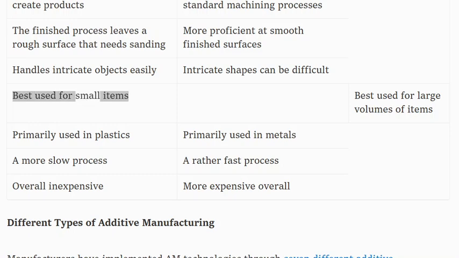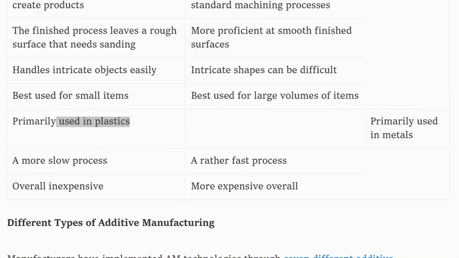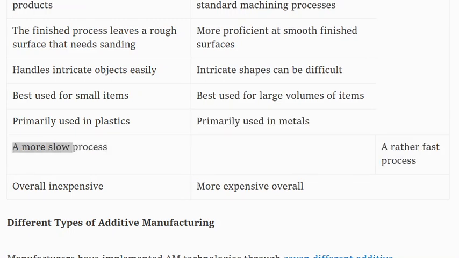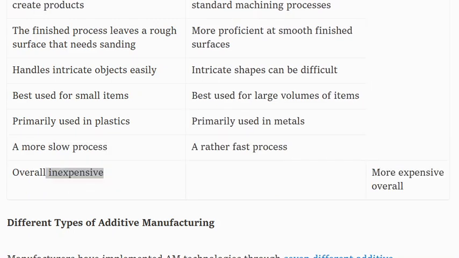Additive manufacturing is best used for small items, primarily used in plastics, a more slow process, and overall inexpensive. Subtractive manufacturing is best used for large volumes of items, primarily used in metals, a rather fast process, and more expensive overall.